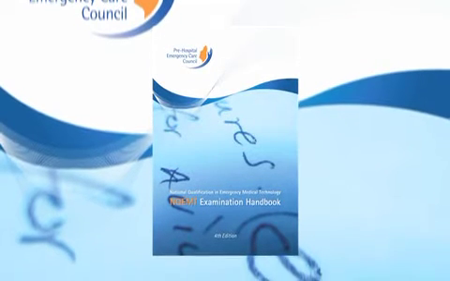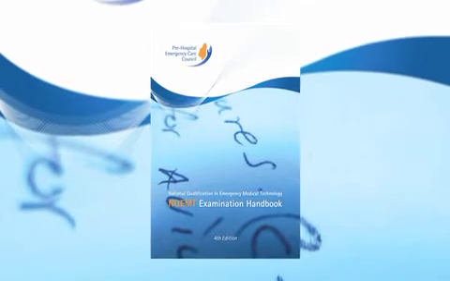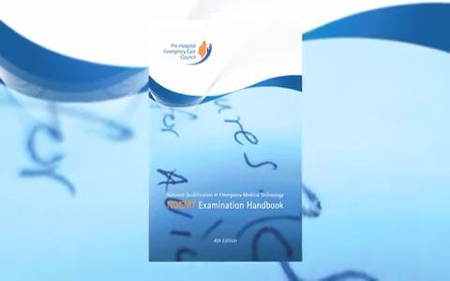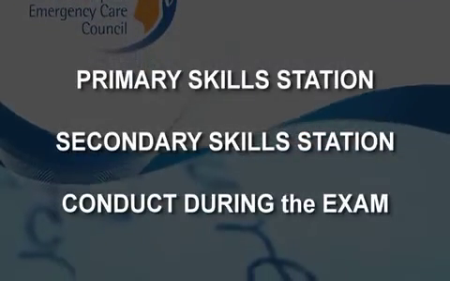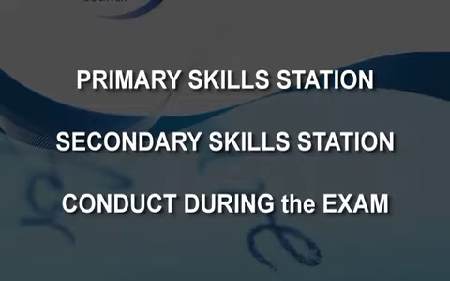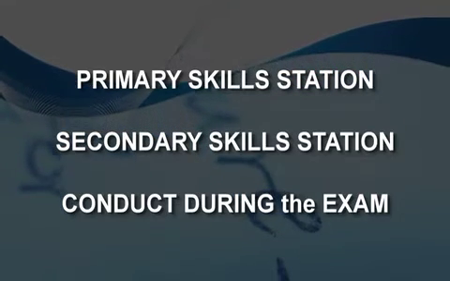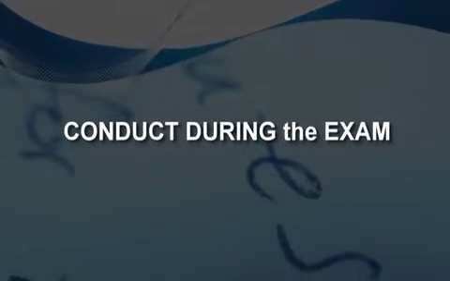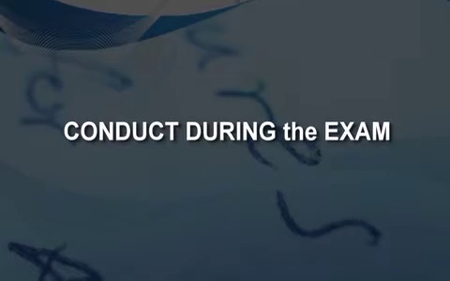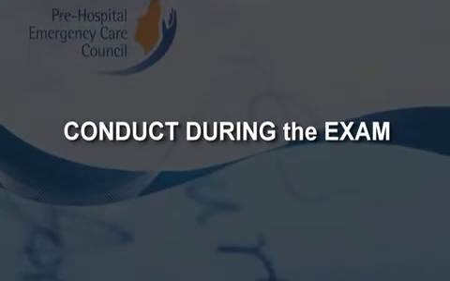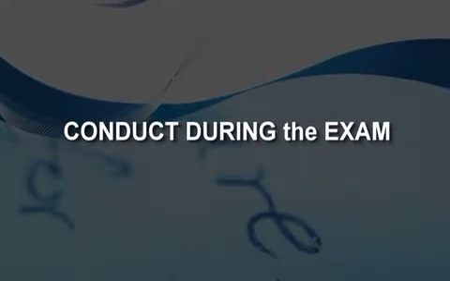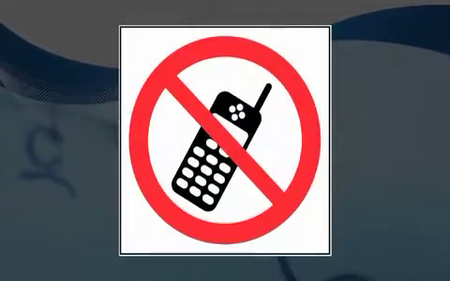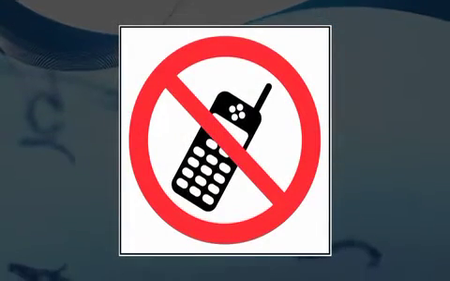All candidates must be issued with the NQEMT examination handbook by their training institution. You should read carefully the section dealing with the OSCE, particularly the difference between primary and secondary skills stations, and the section on candidates' conduct during the examination. Once the circuit commences, candidates are under examination conditions. Strict exam discipline must be observed, and candidates must comply with all instructions from the supervising staff or circuit coordinators. Remember, no phones.